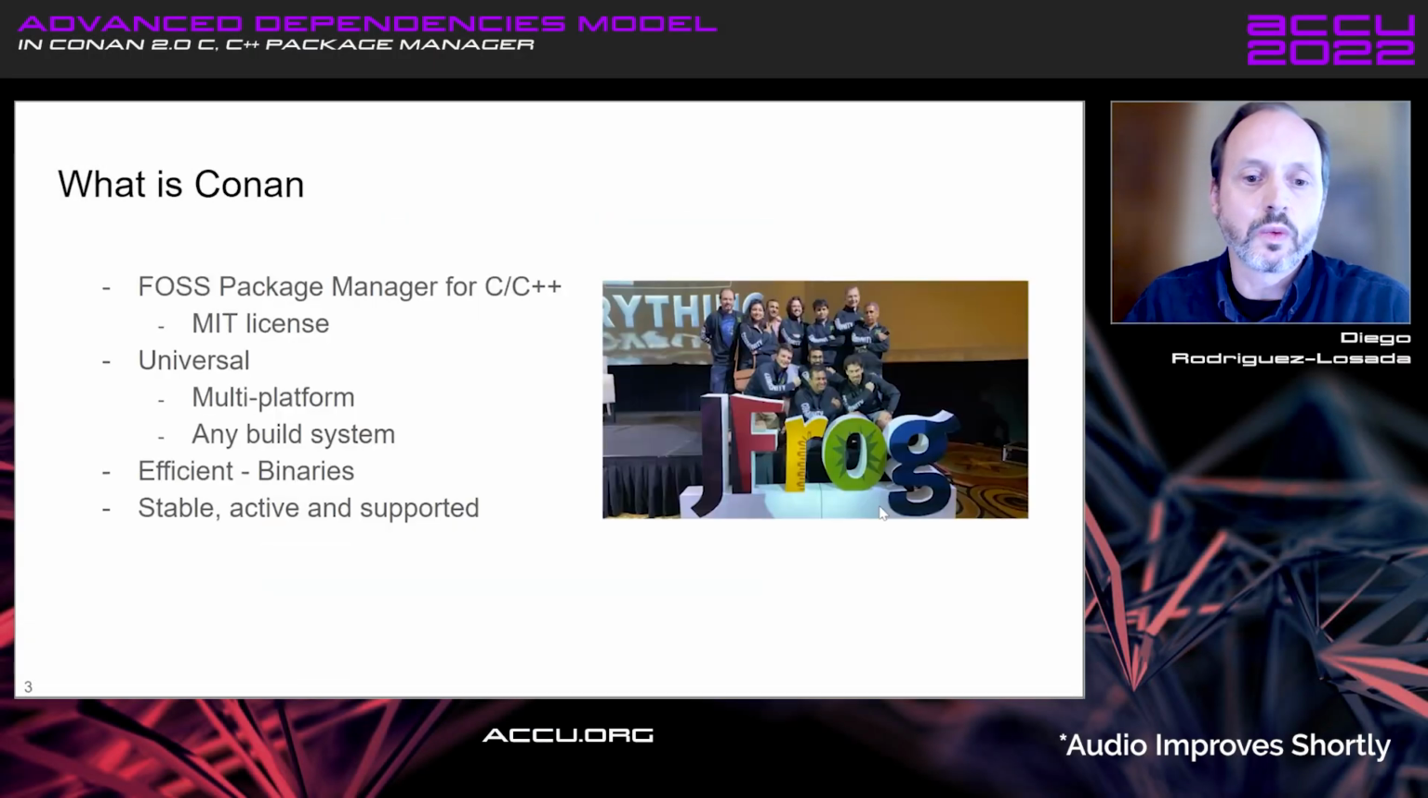First, what is Conan? Conan is a free and open source package manager, MIT license. It is universal. It can target any operating system and it can integrate with any build system. It is very efficient. It can manage binaries for huge projects, and it is stable, very actively developed, and very supported by the maintainers, the company, and the community.